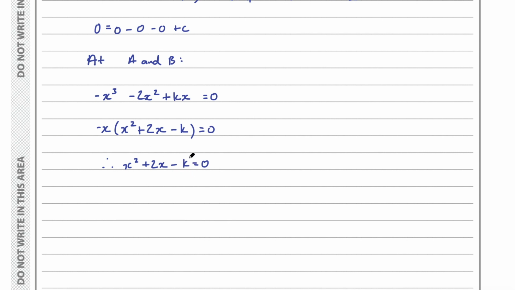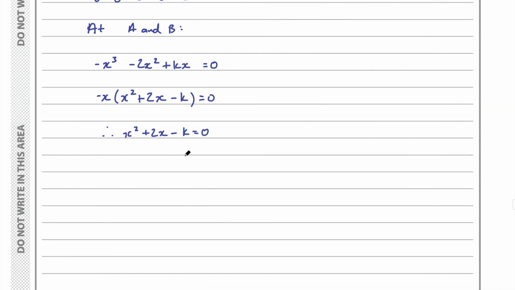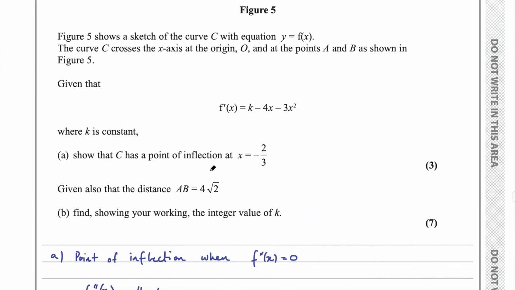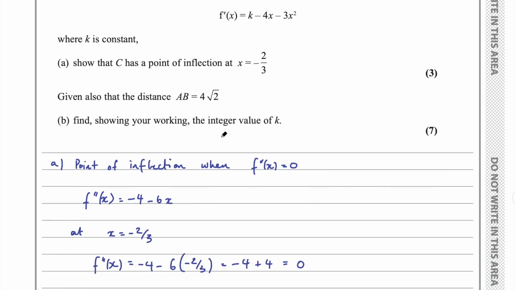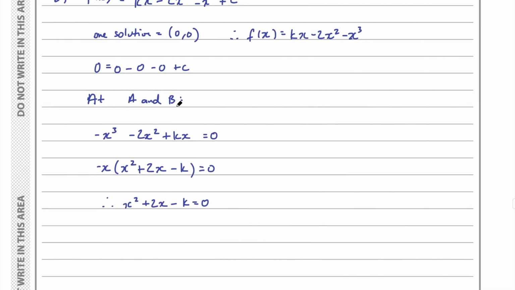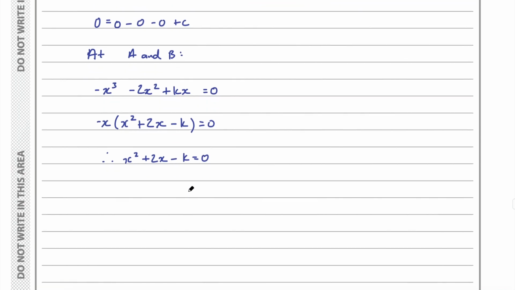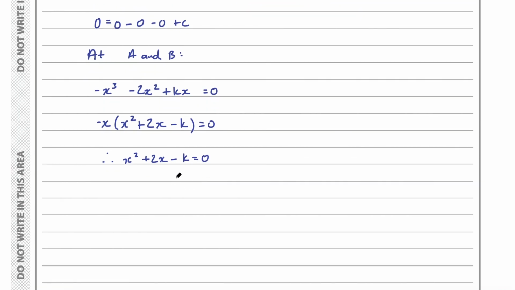And actually you could guess and you could try to factorize. So what is an integer that when you factorize it makes plus 2, and see if that works out with your solution. But we also know that whatever the two solutions are to this quadratic, they need to have a distance between them of 4 root 2. So the distance between a and b is 4 root 2. So that's going to help us find k.